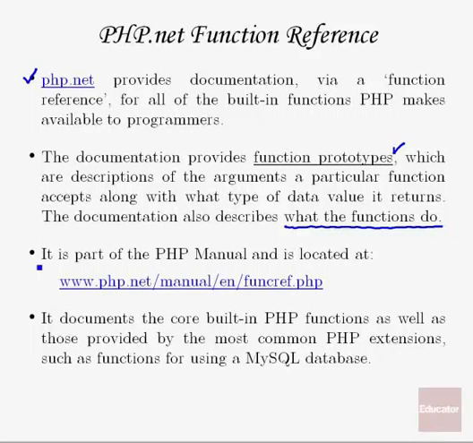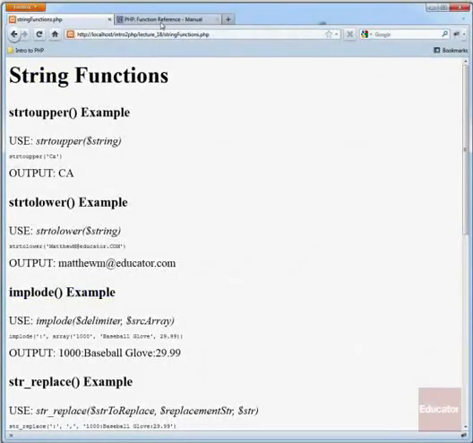It's part of the PHP manual, and you can find it at this address, which we're going to go to in a second. It documents all of the core built-in PHP functions, as well as the PHP functions provided by common extensions. For example, it's common to interact with a MySQL database using PHP, and so that's a common extension. So in this function reference at php.net, you can find information about the functions provided by the MySQL extension. So let's actually go take a look at the php.net function reference.